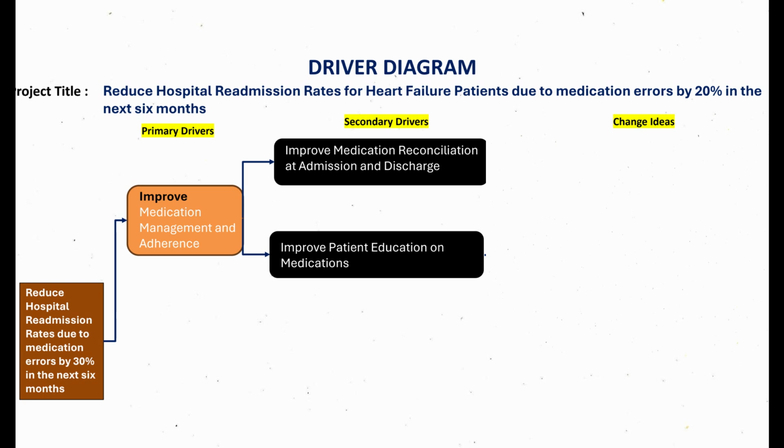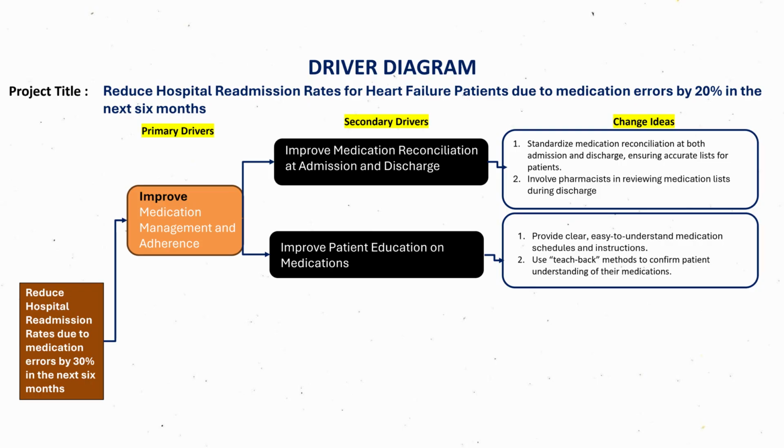Now, let's talk about the change ideas that can make these secondary drivers work in practice. For medication reconciliation, we can standardize the process at both admission and discharge. This ensures that medication lists are accurate and consistent throughout a patient's stay. Additionally, involving pharmacists in reviewing medication lists during discharge can help identify potential issues and correct them before patients leave the hospital.